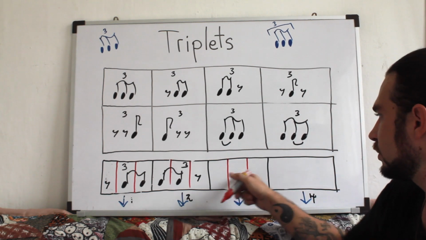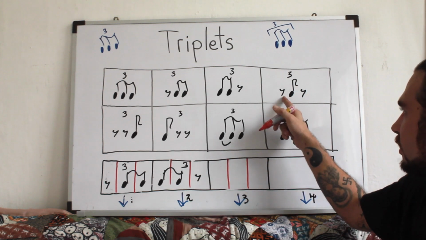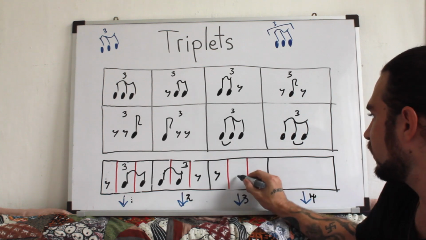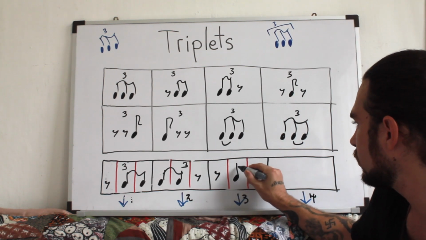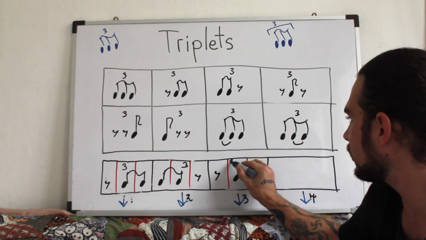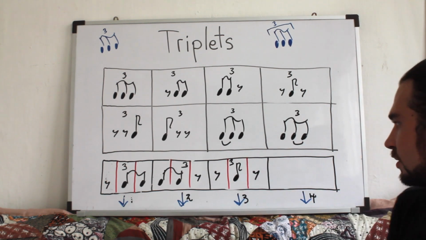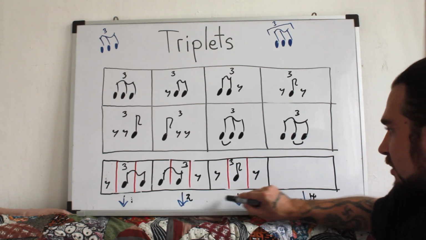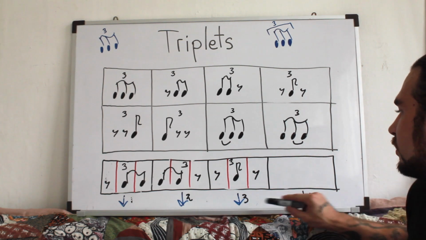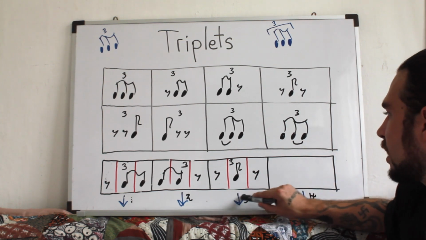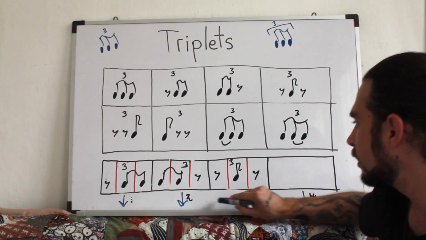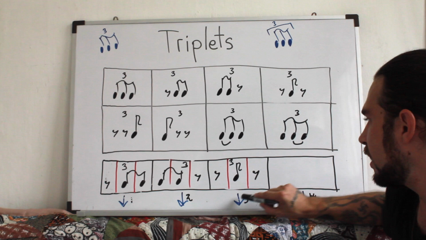So 1, 2, 3. We take our triplet rest here, and we've got one triplet in the middle, and a rest on the third triplet, and we put our 3 indicating. So this would be like rest, bump, rest, rest, bump, rest, and so on. Then 3, 4, rest, bump, rest, bump, bump, bump, bump, bump, bump.